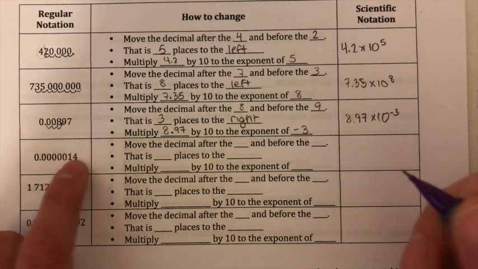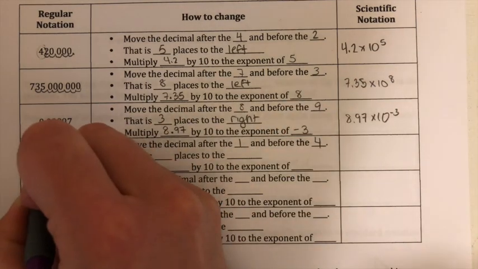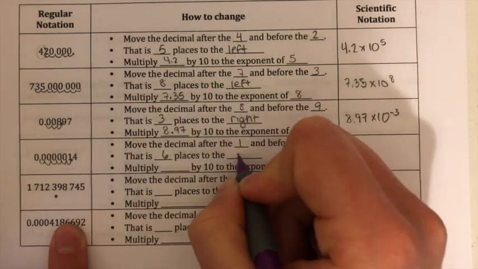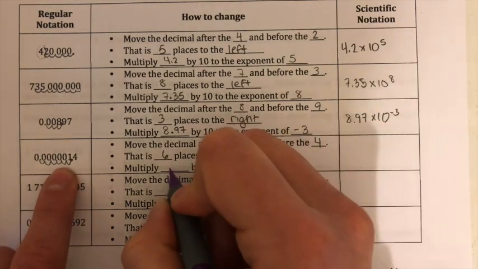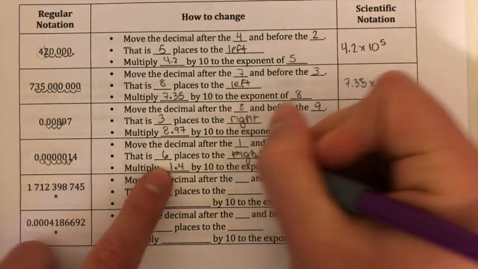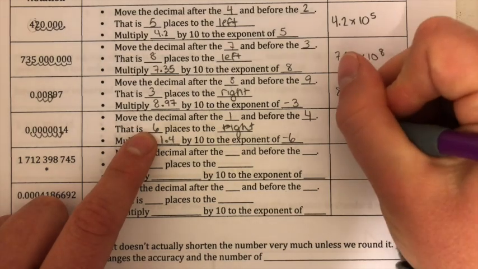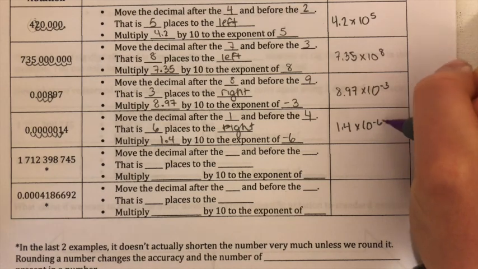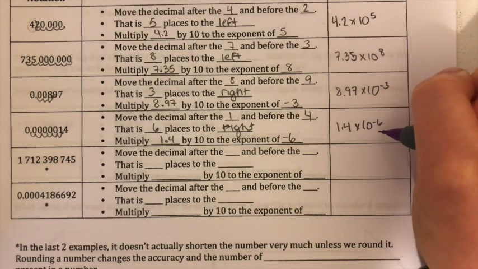Okay, this one, we've got 0.0000014. So we're going to move the decimal after the 1 and before the 4. And so that is 1, 2, 3, 4, 5, 6 places. Oops, that's to the right. So we're going to multiply 1.4 by 10 to the exponent of negative 6. Negative because we went right, 6 because we moved 6 places. It's going to be 1.4 times 10 to the negative 6. So this is 1 millionth. So we have 1.4 millionths. We have a very small number.